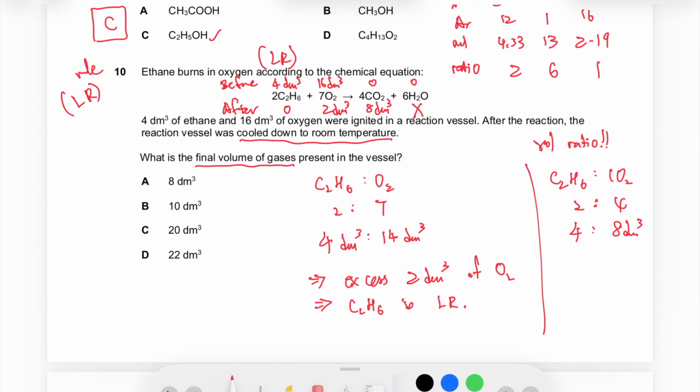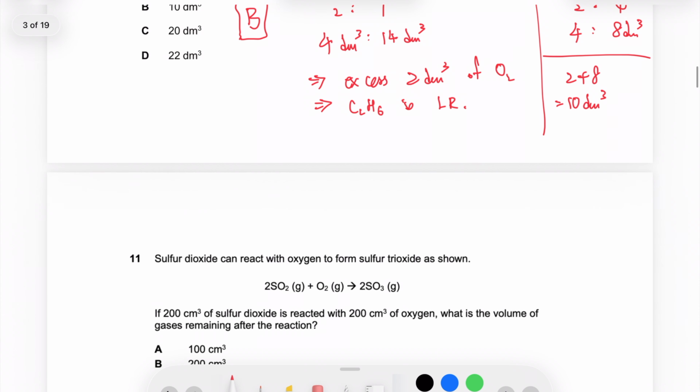So the answer will just be 2 plus 8, will give you 10 dm cube. Okay, so you have 8 dm cube of CO2 and the excess 2 dm cube of oxygen gas. So the answer is B. Okay, so this one is a very common question. Make sure you know this.